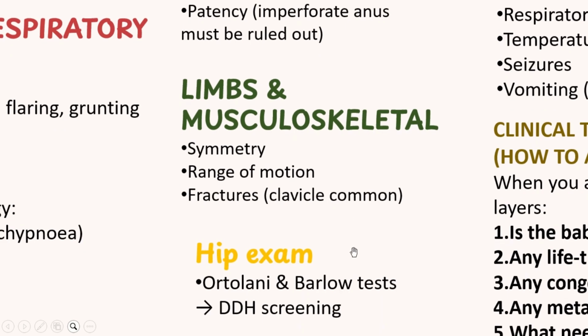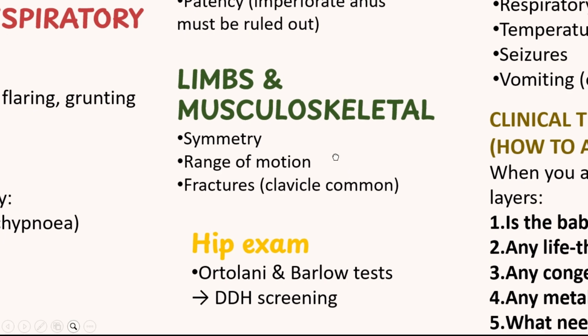The limbs and musculoskeletal system, look for symmetry, range of motion, and fractures. Fracture of the clavicle is very common, but sometimes you may find that this child is actually moving one side of the body. Probably they're not moving a particular limb because it's broken and things like that. And remember, they can't complain, so it's upon you to always look out for those things.